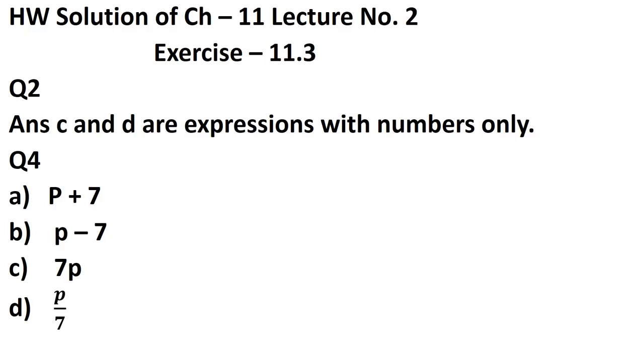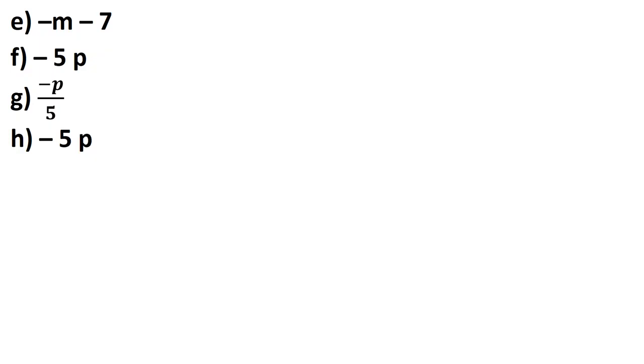E, 7 subtracted from minus M. From minus M, so minus M will come first. Minus M minus 7. F is minus P multiplied by 5. So it is minus 5P. Minus P divided by 5. So it is minus P upon 5. And last part is P multiplied by minus 5. So minus 5P.